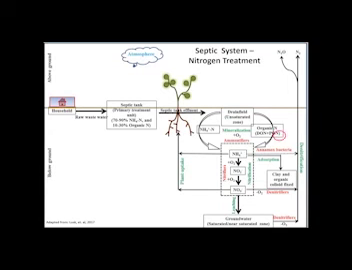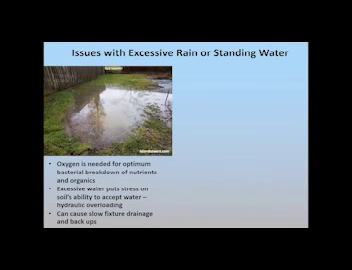Important to note here is that these biological bacterial processes require oxygen. Therefore, your drain field needs to breathe. And so when you're landscaping, you don't want to put anything on top of the drain field that would block that oxygen flow. So what are the issues when you have a lot of rain?